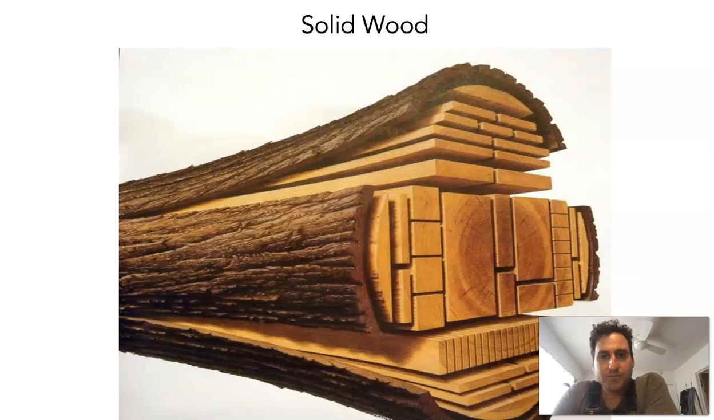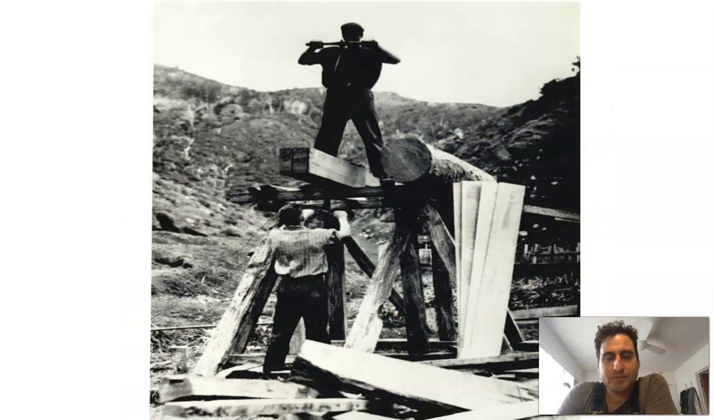Starting with solid wood, it comes from a tree, comes from a log rather, and gets milled with a saw. Might look like something like this. There's different strategies for milling a log, and we'll talk a little bit about those, but this is one way that a log might get cut up into boards.